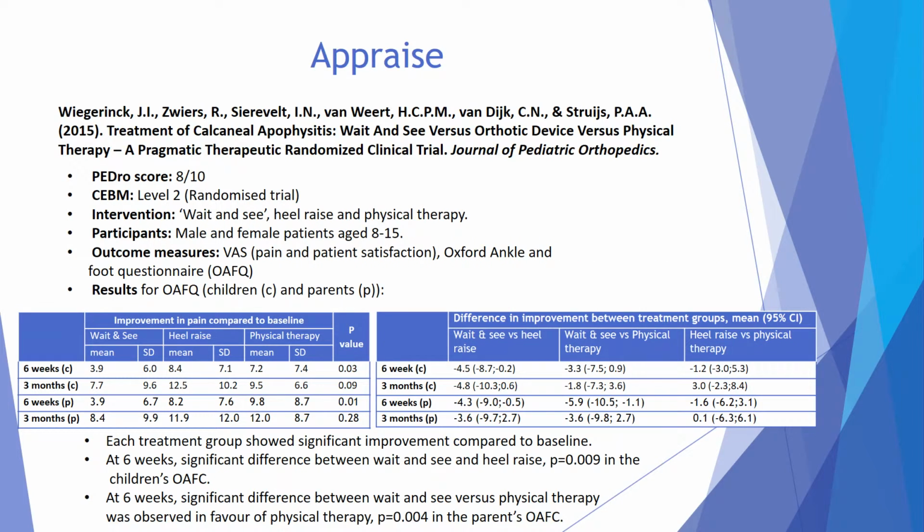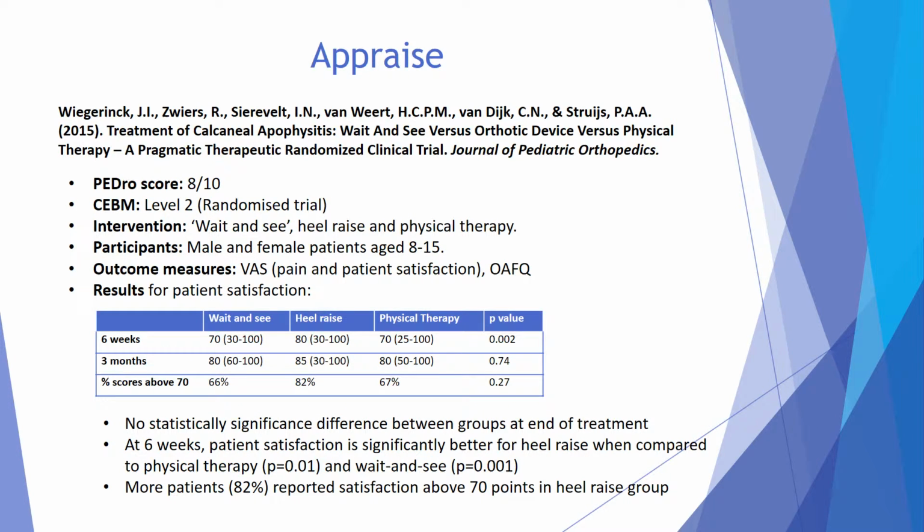There was statistically significant improvement in the Oxford ankle and foot questionnaire for both parents and children when compared to baseline. In patient satisfaction, there was no statistically significant difference across groups after 3 months, as P equals 0.27. At 6 weeks, patient satisfaction was significantly better for the heel raise group when compared to the other two groups, as P equals 0.01 when compared to the physical therapy group and 0.01 when compared to the wait-and-see group.